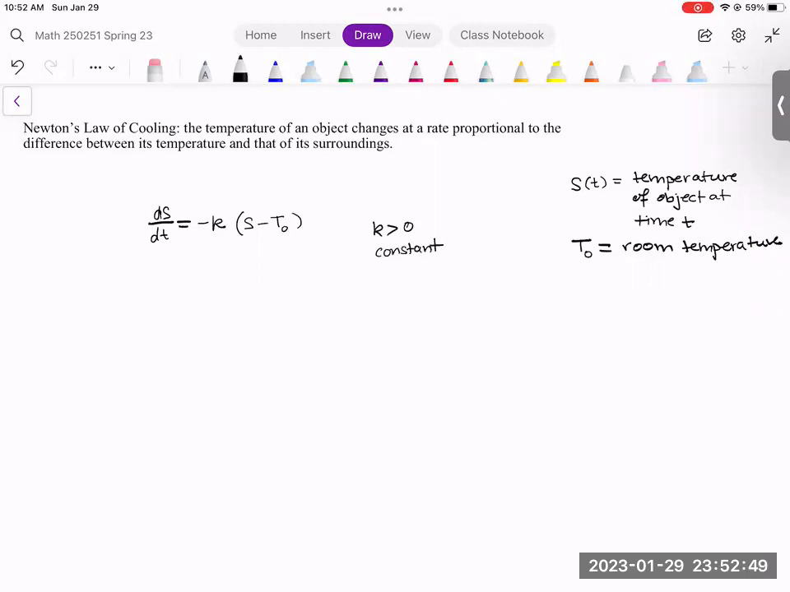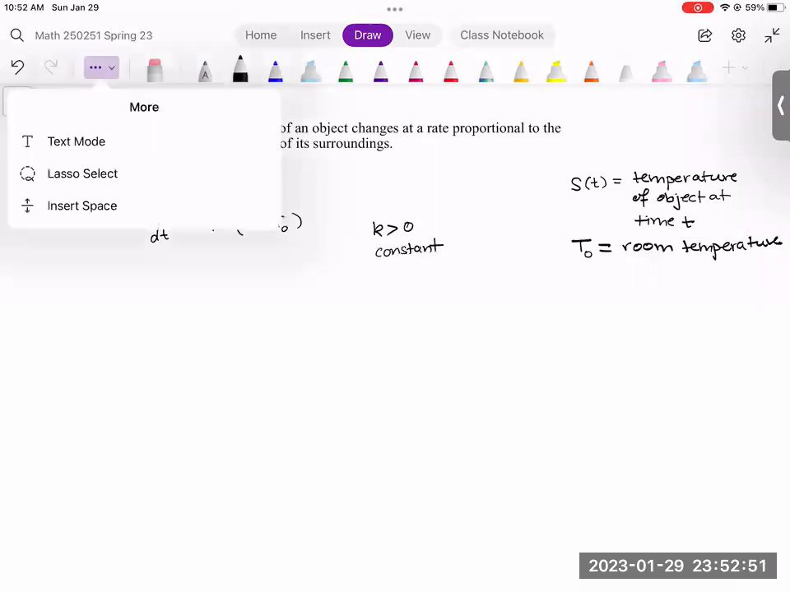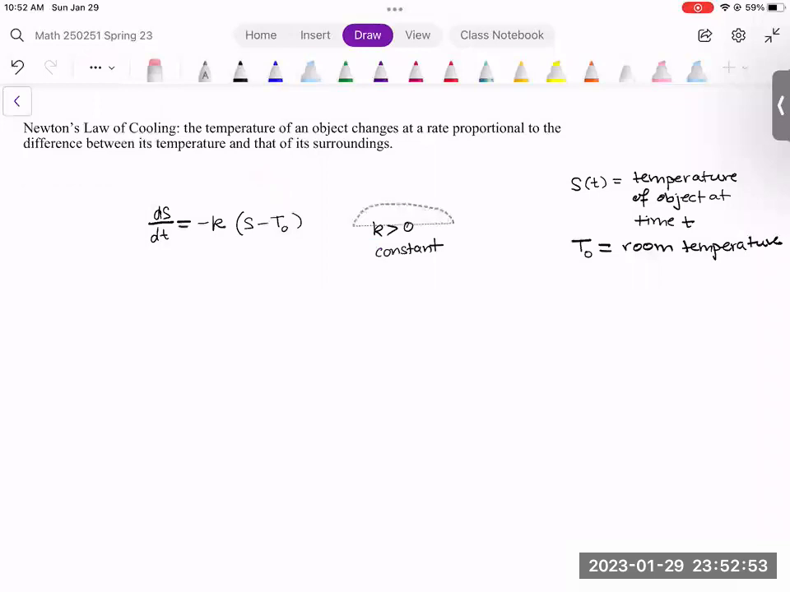We also have an initial temperature of our object. So I'm going to say S at time t naught is equal to, we'll call it S naught, our initial temperature. All right, folks, so we have our initial value problem. Notice there are some constants going on in here. Our next step is going to be to solve it.